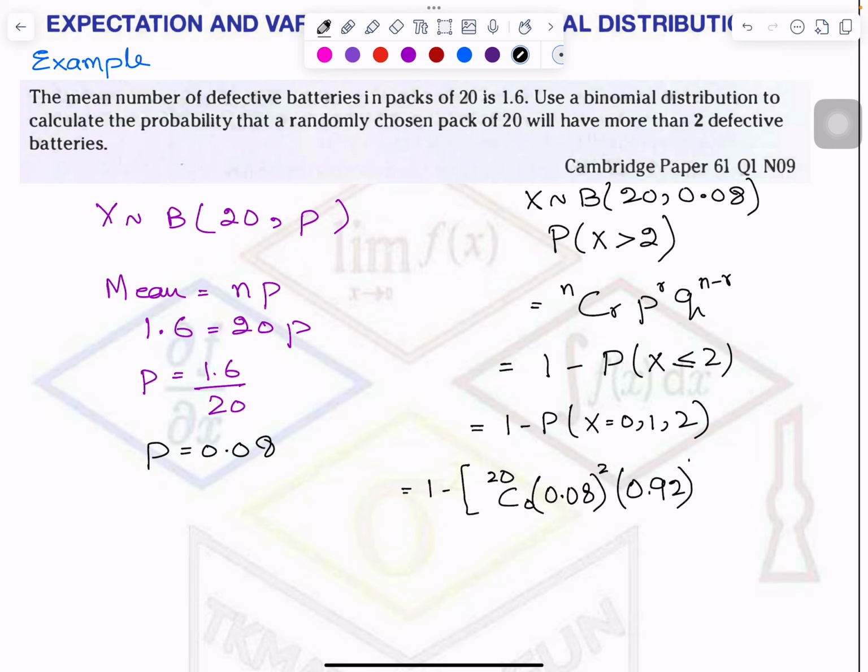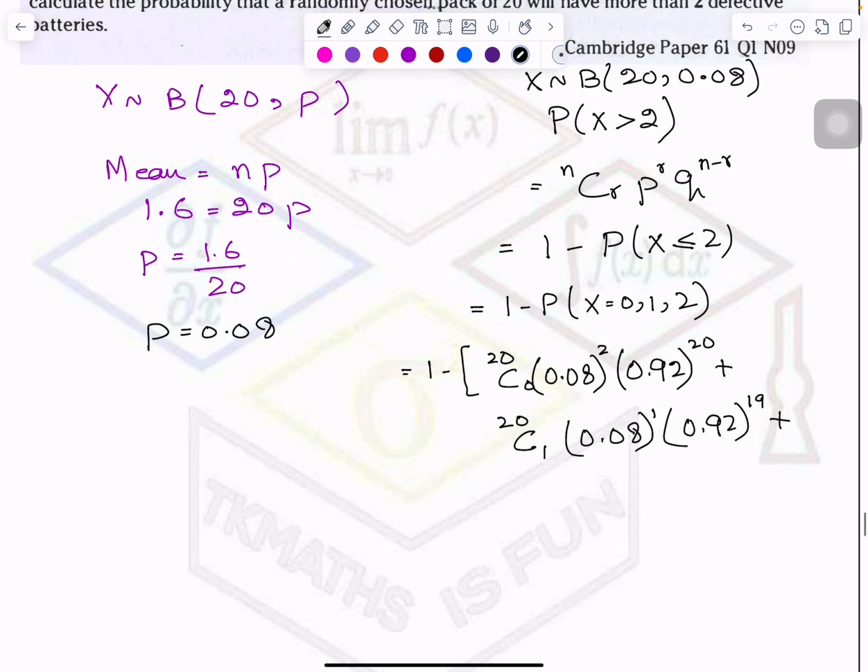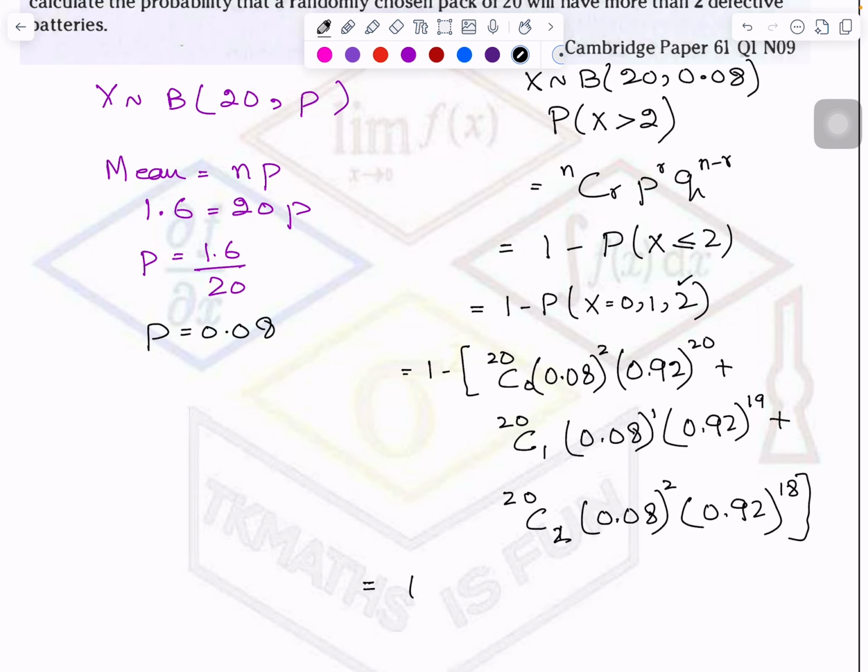0.92 power 20, plus 20C1, 0.08 power 1, 0.92 power 20 minus 1 is 19, plus 20C2, 0.08, oh sorry, power 2 now, last one, right? This one, 0.08 power 2, 0.92 power 18. And now you have to calculate all these values and subtract them from 1.